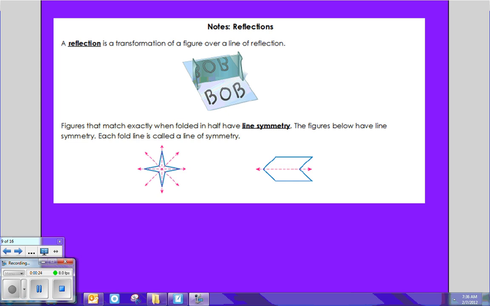And our line of reflection in this case is going to be an x or a y axis usually when we're dealing with the coordinate grid. So you're going to be reflecting, like a mirror, something over the x or y axis.